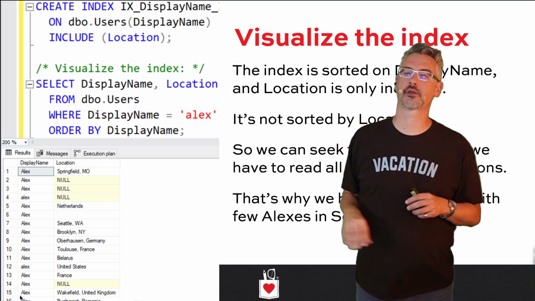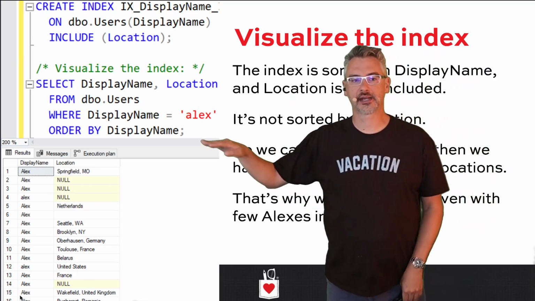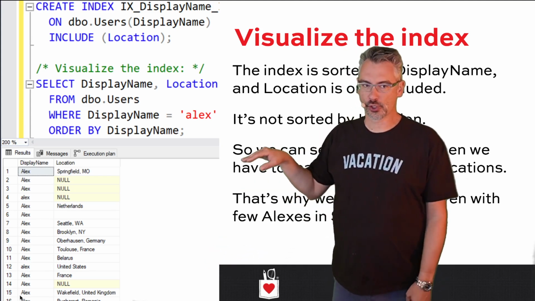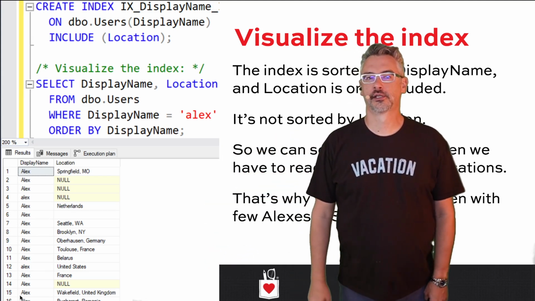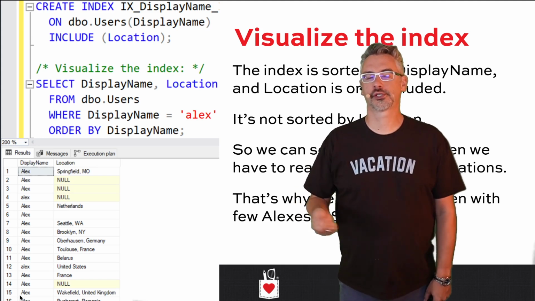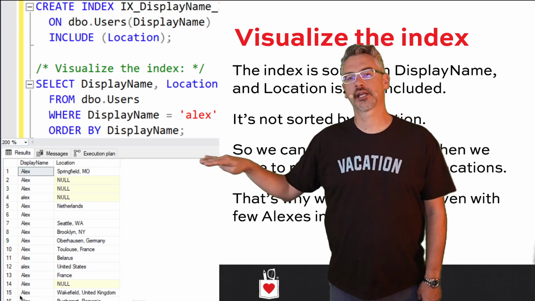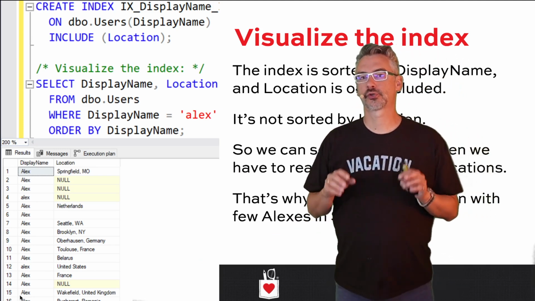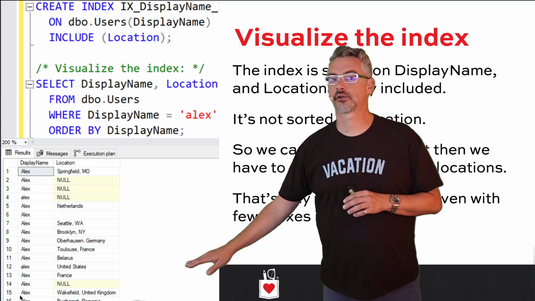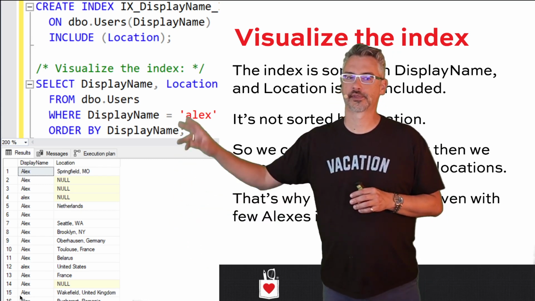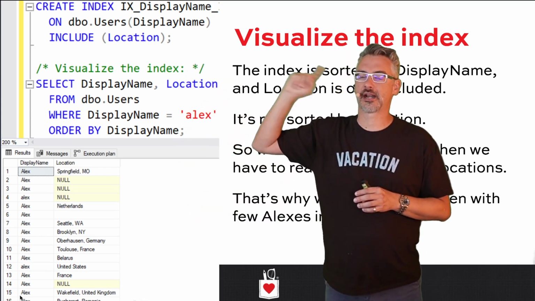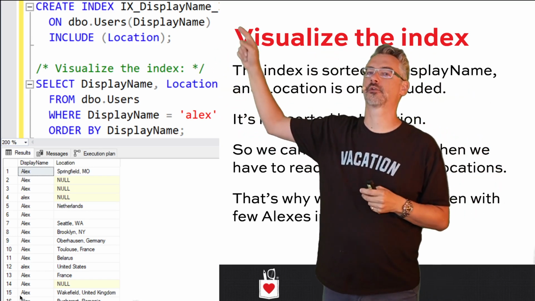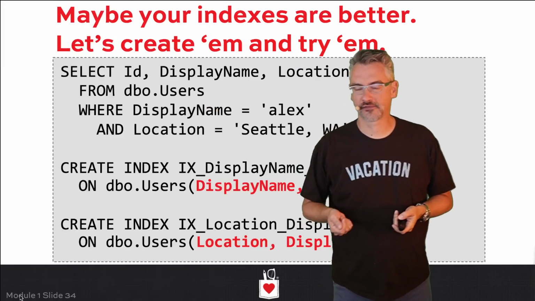If I look to see what SQL Server sees when it opens up that index, here's what the data looks like inside that index. Sure, I can seek to Alex, but if I'm looking for the ones who live in Seattle, I'm going to have to read more rows than I want trying to find the Seattles because they're not sorted in the order of location. Because of that, if you really wanted the absolute ultimate performance, you probably would want to have location up in the key instead of in the includes.